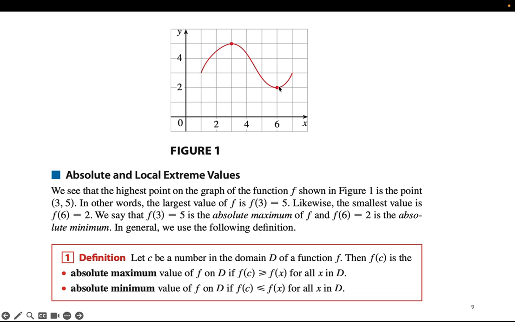And this is not just the minimum, right? It's the absolute minimum. Later on, we're going to talk about something called local minimum, and that's going to be a little bit different. But right now, these are absolute maximum. These are the absolute biggest value, and this is the absolute smallest value.